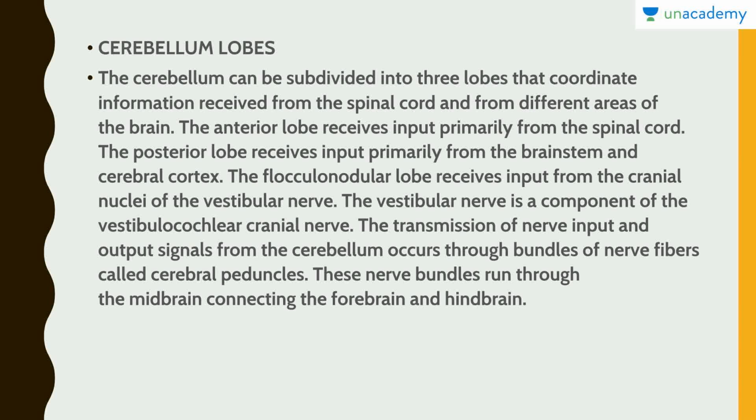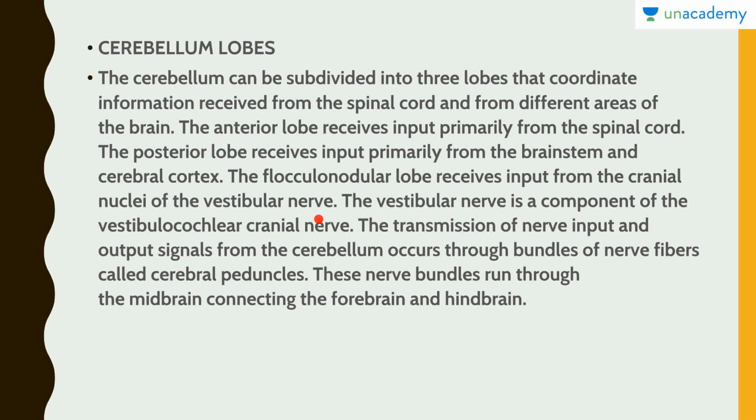We're going to talk about the cerebellum lobes now. The cerebellum can be subdivided into 3 lobes that coordinate information received from the spinal cord and from different areas of the brain. Anterior lobe receives input primarily from the spinal cord. Posterior lobe receives input primarily from the brainstem and cerebral cortex, and the flocculonodular lobe receives input from the cranial nuclei of the vestibular nerve.